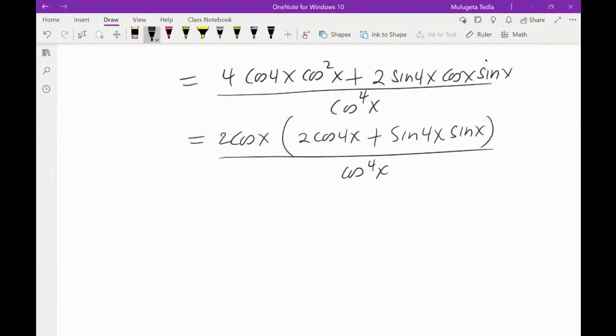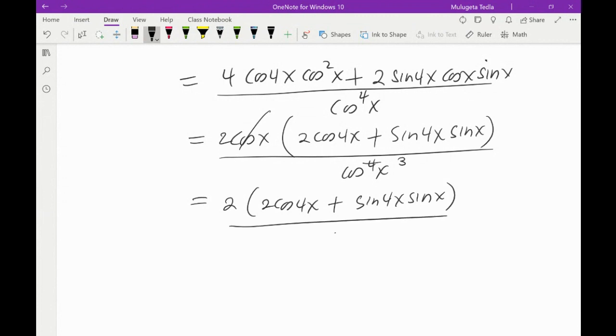So I factored 2 cos x. If you don't, that 2 is not going to help me, but cos x is common. I'm looking forward to canceling the cos from the top and bottom. So this cos cancels, and you get 3 here. It is 2 cos of 4x. I think the 2 is not necessary, but anyway. 2 cos of 4x plus sine 4x sine x over cos cubed of x would be the answer for me.